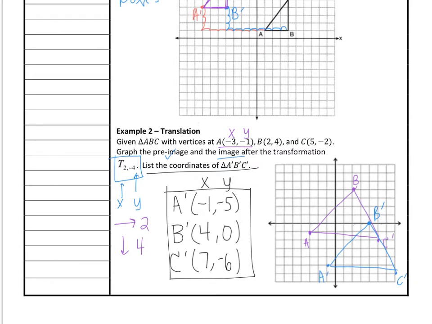Sometimes they ask you to state the coordinates or list them, other times they don't, so you just have to make sure that you're reading the problem carefully. So that's it for translations. Again, you're just sliding, you're counting boxes, and now we're going to flip it to the back to talk about reflections. So go ahead and flip that over.